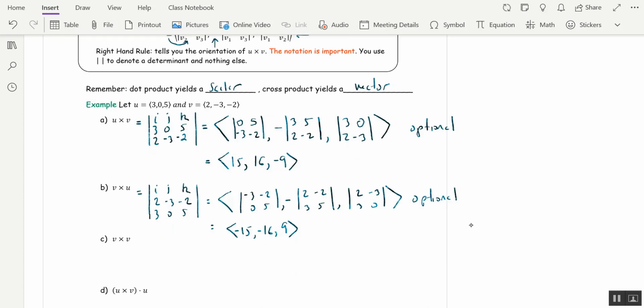Okay, hopefully you did that. If you didn't get the answer that I have here, -15, -16, 9, then pause the video and take a look at my steps. Notice that this is the negative of the vector we got above. And that's not a coincidence.